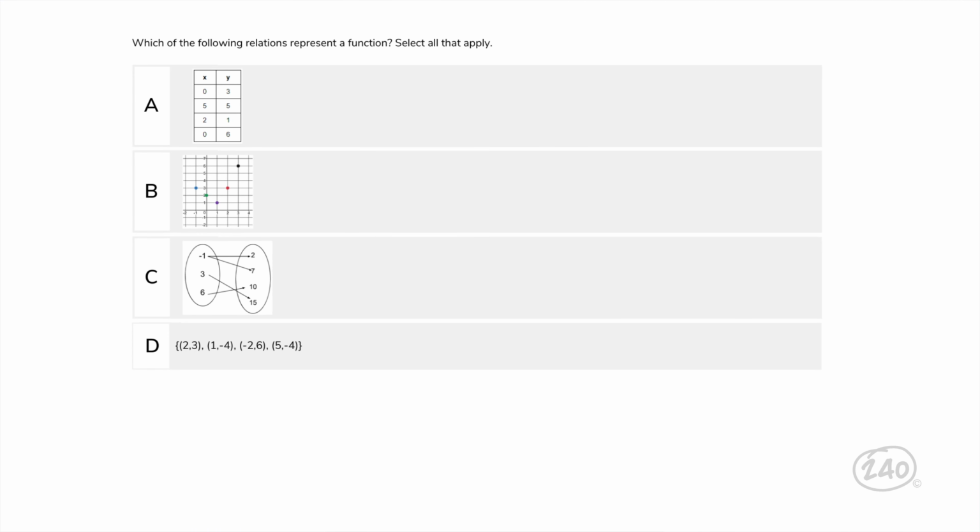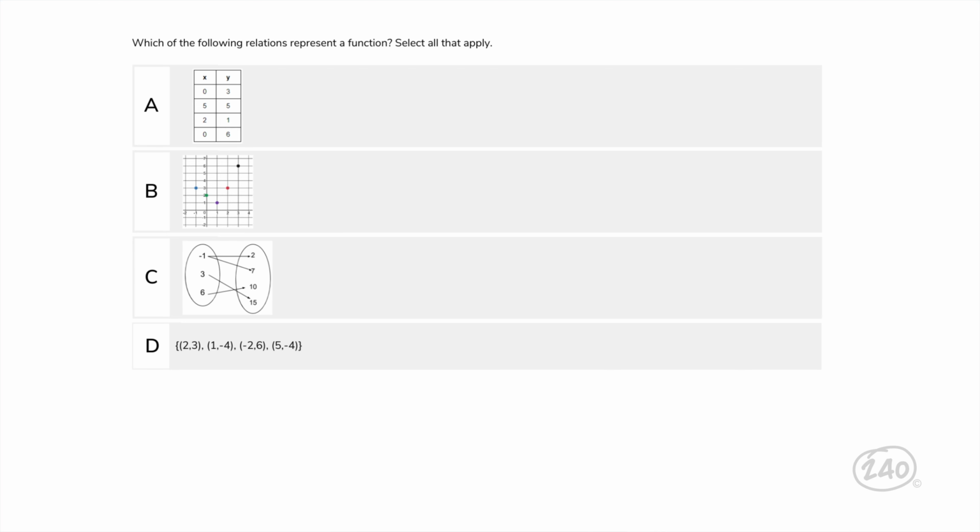Next up is functions. Which of the following relations represent a function? Remember, in order for a number set to be a function, there can only be one output for every input. Or in other words, the x value can't repeat. So looking at choice A, there are 2 zeros in the x column, so it is not a function. In the next choice, each plotted point has a different x value, so it is a function.